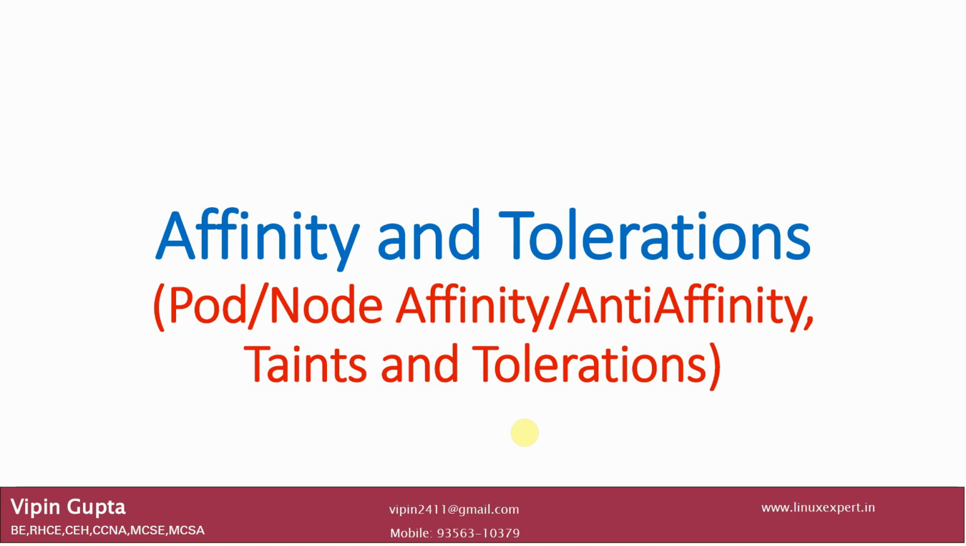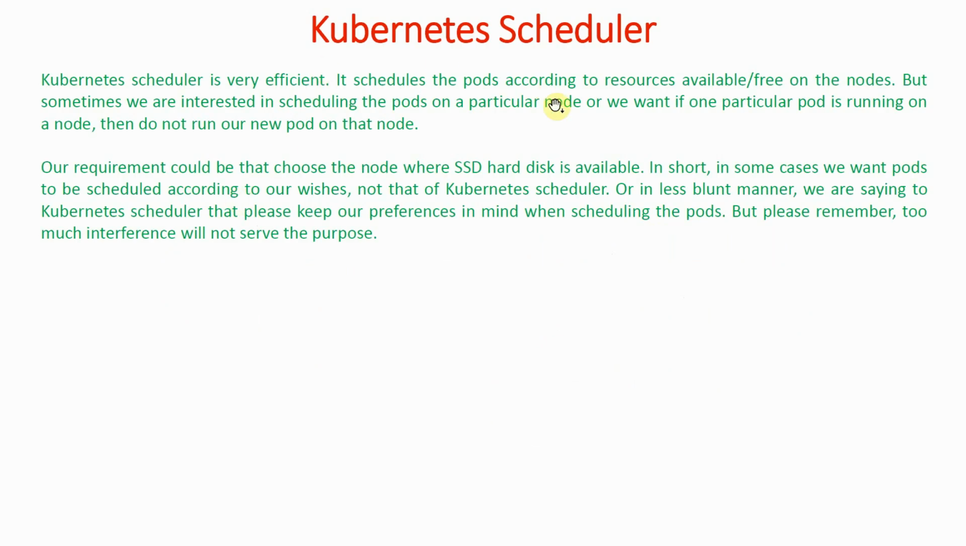Now here we are going to talk about affinity and toleration. We will be covering pod affinity, node affinity, pod anti-affinity, node anti-affinity, taints and toleration. Now when we talk about the Kubernetes scheduler, it is very efficient.